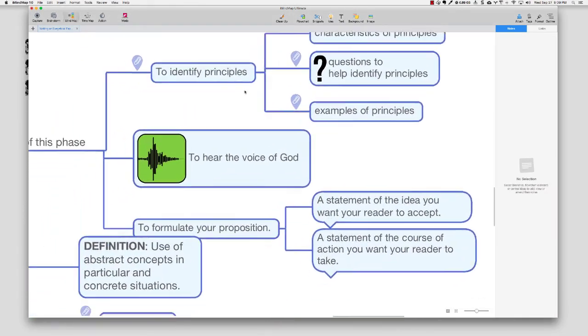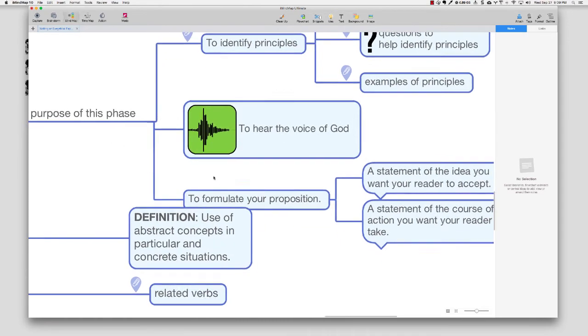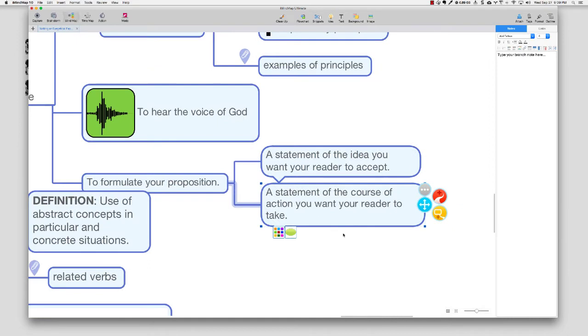Okay, so then to hear the voice of God, all of Scripture was given to us to enable us to hear God's voice. It is him revealing himself. And then the third one is to formulate your proposition. You want to get to the place where you can write in one key statement the proposition that you're going to expound in the final part of the exegesis.